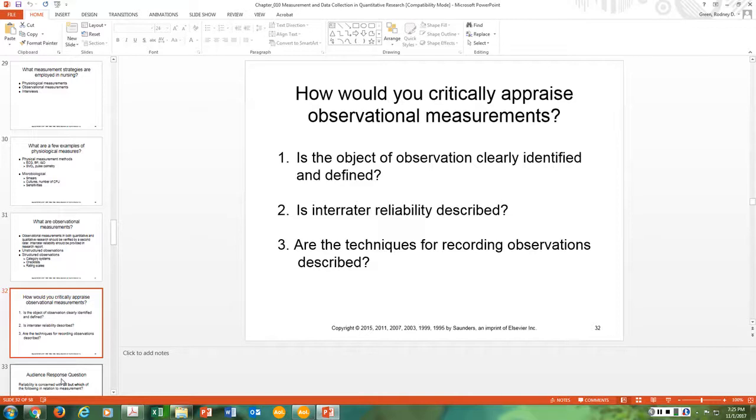How would you critically appraise observational measurements? Is the object of observation clearly identified and defined? So, for example, the study that I told you that I participated in, where I had to go at specified time periods to the intensive care units to check off exactly what the nurse was doing at that time. So it was clear what the object of my observation and the observations of others was supposed to be. Is inter-rater reliability described? Okay. Are the techniques for recording the observations described?